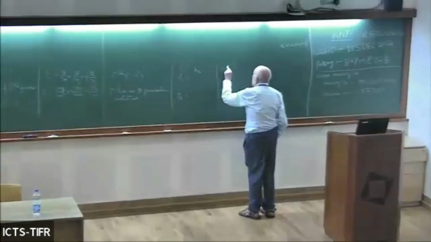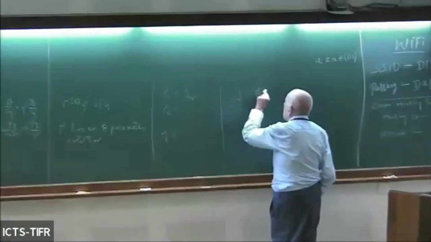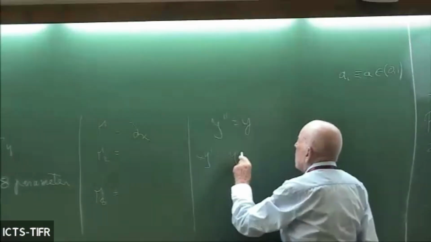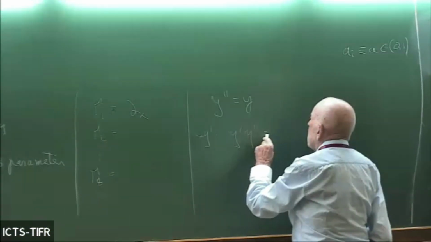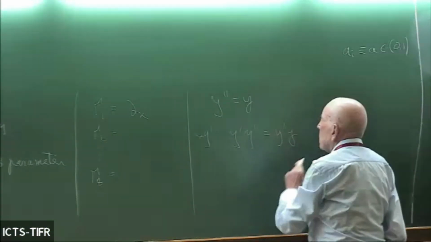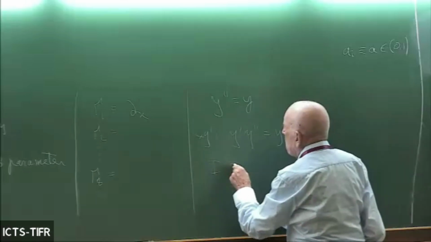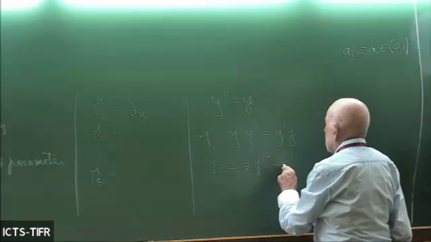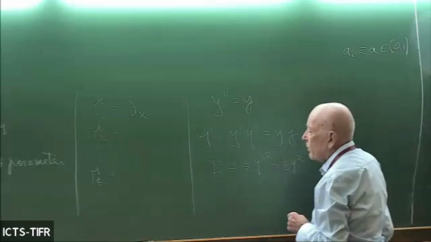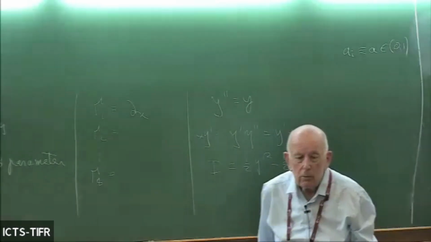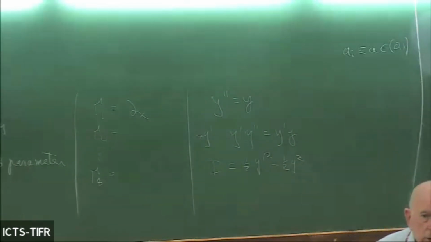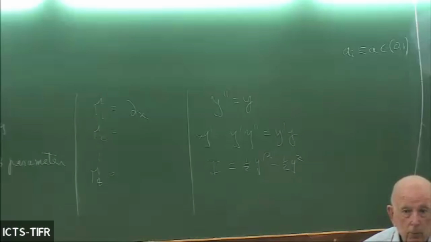You've got y double prime is y. If you multiply it by y prime, you've got y prime y double prime equals y prime y. So you can integrate that. And so you've made some progress. You've gone from a second order equation to a first order equation. Can you go any further?